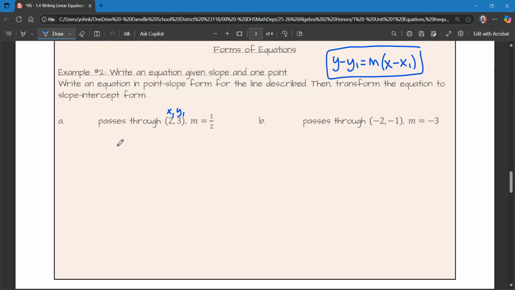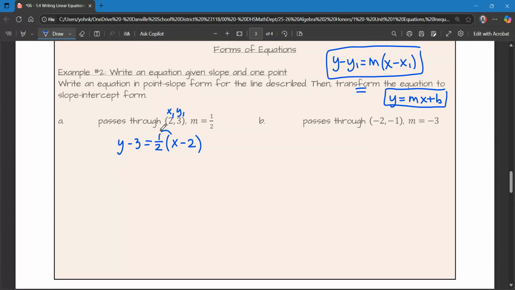So if we use that equation up there, we're going to do y minus y1, which is 3, equals m, which is 1/2, times the quantity, leave the x alone, and substitute in 2, so x minus 2. This is considered point-slope form. Doesn't really do much, so that's why one of the parts of the directions is to transform the equation into slope-intercept form. Well, slope-intercept form is y equals mx plus b. So now we have to get what we just wrote to look like slope-intercept form.